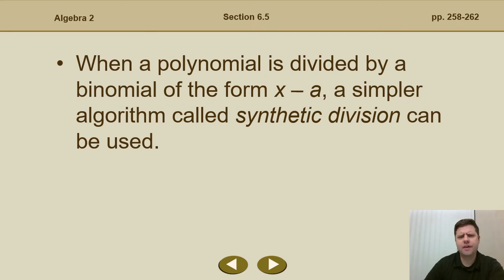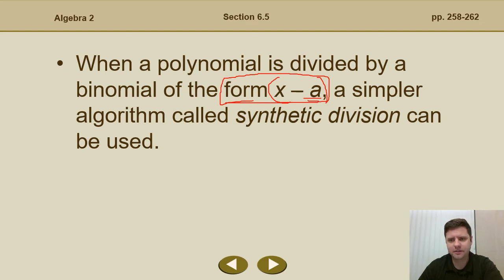When a polynomial is divided by a binomial of the form x minus a, a simpler algorithm called synthetic division can be used. Now, I know there's a lot of students that really do like synthetic division, so let me show you how this works. Now, the important thing to remember is it has to be that you're dividing by something that has the form of x minus a, where a is some constant, and x is the variable.